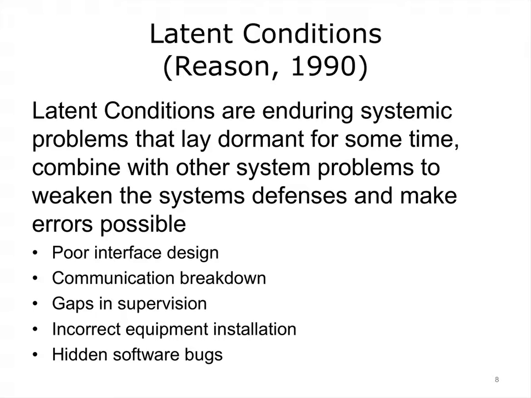Something that is latent means that it is hidden or concealed. So in this context, latent conditions are less visible, but equally important. Latent conditions are enduring systemic problems that may not be evident for some time, but when combined with other system problems, they weaken the system defenses and make errors possible. There is a lengthy list of potential latent conditions, including poor interface design of important technologies, communication breakdown between key actors, gaps in supervision, incorrect equipment installation, and hidden software bugs.